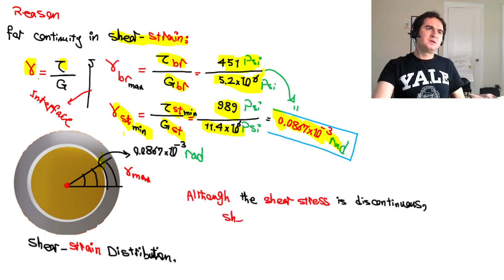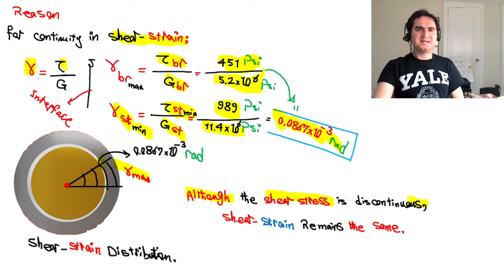And again, although the shear stress is discontinuous at the interface, like what we observed in the previous slide, shear strain remains the same due to the same logic we talked about.